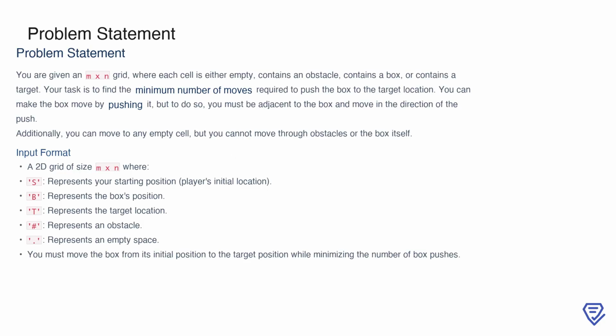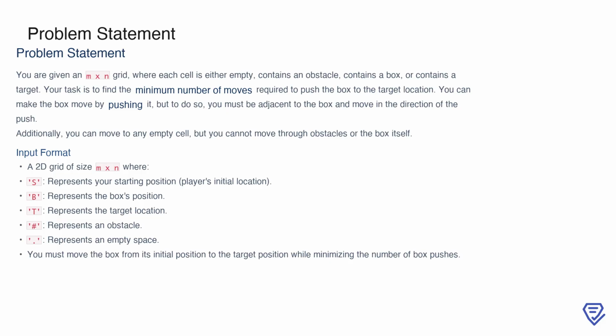In this problem, you are given a grid that represents a game board where each cell can contain different elements. It might be empty, have an obstacle, contain a box, or mark the target location. Your goal is to determine the minimum number of moves required to push the box from its initial position to the target location. To move the box, you must push it, which means you need to be adjacent to the box and move in the direction of the push.